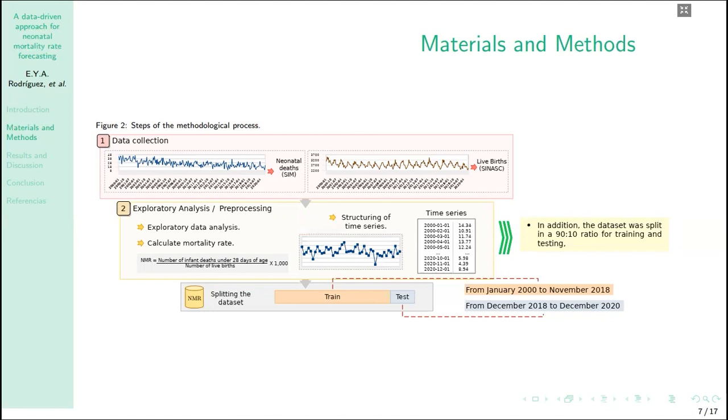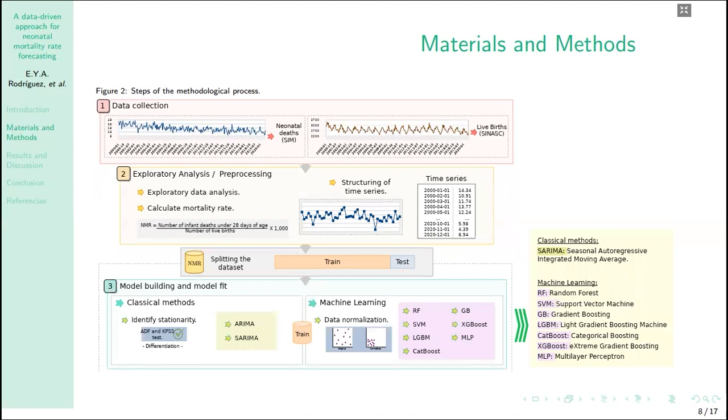In addition, the dataset was split in a 90 to 10 ratio for training and testing, considering rates from January 2000 to November 2018 for training, and from December 2018 to December 2020 for testing. In the literature, classical statistical methods as well as machine learning techniques have been successfully used in time series forecasting. In this work, the SARIMA, random forest, support vector machine, light gradient boosting machine, categorical boosting, gradient boosting, extreme gradient boosting, and multi-layer perceptron models were tested, and their performance were compared in forecasting monthly neonatal mortality rates.